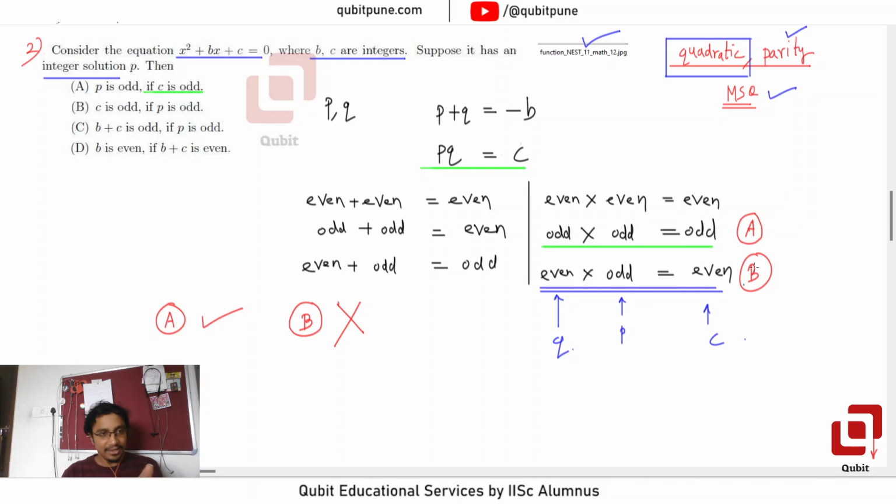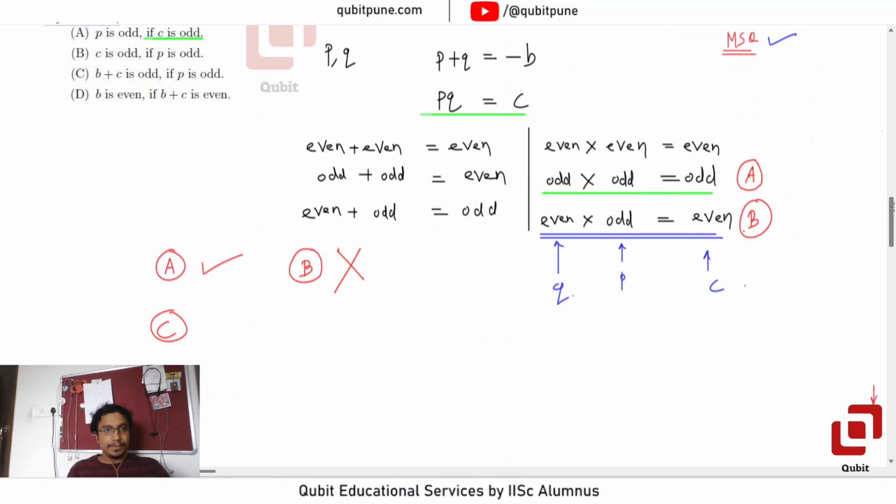But as I said earlier, if you are selecting anything, then the hypothesis there has to be true for all cases. Okay, no exceptions. So B is not right. Now let's go to C. If P is odd, B plus C is odd. Okay, so here we are considering P to be odd. Okay, if P is odd, matlab P odd is given.